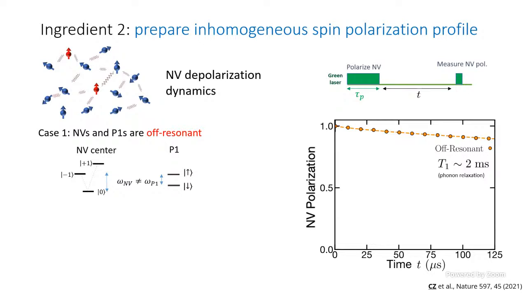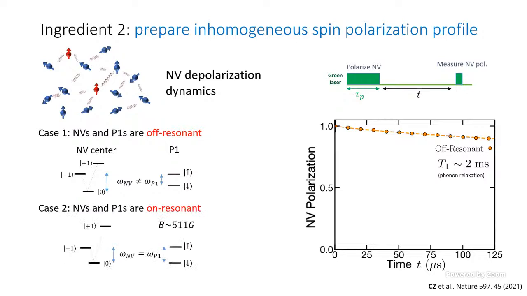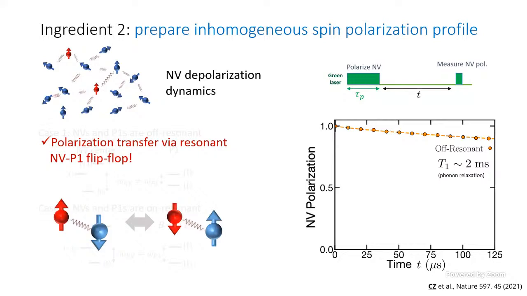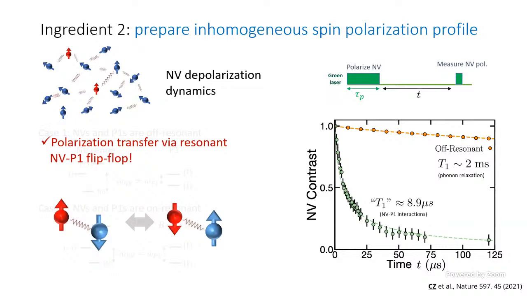However, we can bring the NV to be actually resonant with the P1s at some very special magnetic field around 510 Gauss, where the NV center's 0 to -1 transition is resonant with the spin down to spin up transition of the P1 centers. In this case, once you polarize your NV center up, they can have a direct flip-flop, which makes your NV go down and the P1 center gets flipped up, right? A direct evidence is, if you look at the NV depolarization, once you polarize the NV, you will have a very fast decay, which is coming from this direct flip-flop with the nearby P1 centers. We typically see more than two orders of magnitude decrease in the T1 time of the NV centers.